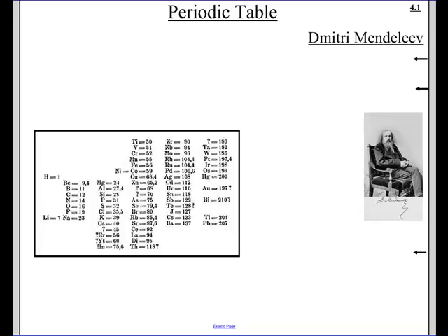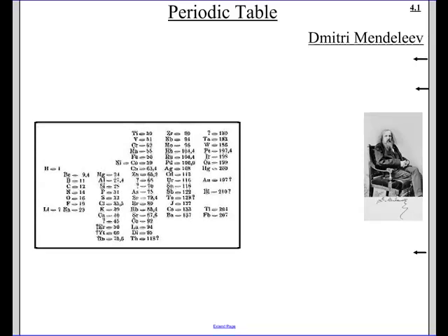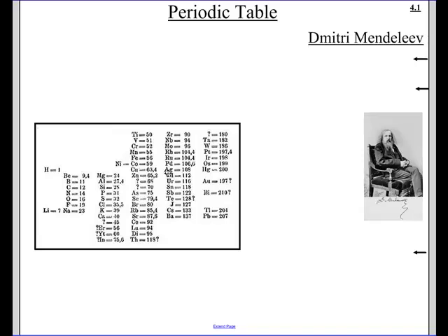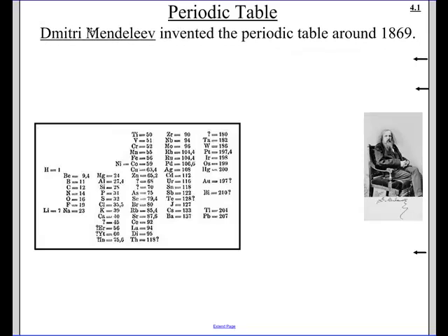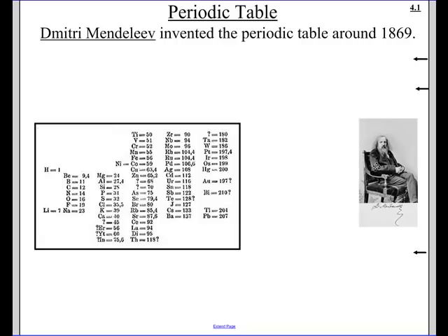I've got a diagram here that shows you kind of a rough sketch of the first periodic table as it was made by this gentleman right here, Dmitri Mendeleev. Okay, and that was around 1869. Here's a picture of the man, the myth, the legend. And you can kind of see that it doesn't really look like our periodic table, all right? But you can see that the rows kind of go this way, where we would go this way on the periodic table, the columns are going this way, all right? That's one of the differences.